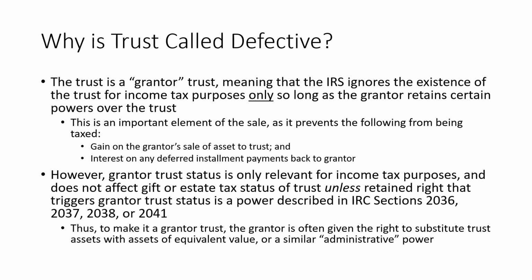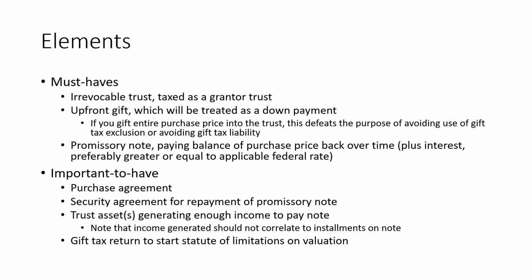Thus, to make it a grantor trust, what often happens is that the grantor is given an administrative power, such as the right to substitute trust assets with assets of equivalent value. And that administrative power wouldn't necessarily rise to the level of being retained possession or enjoyment or control, or the right to revoke or amend, which could cause any of those bad code sections to apply.